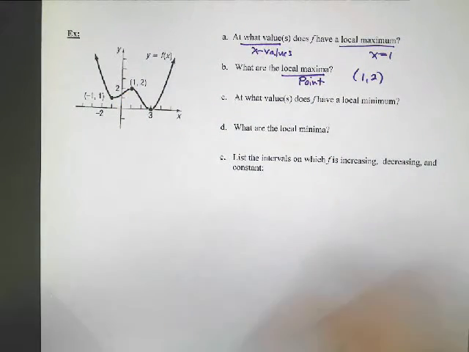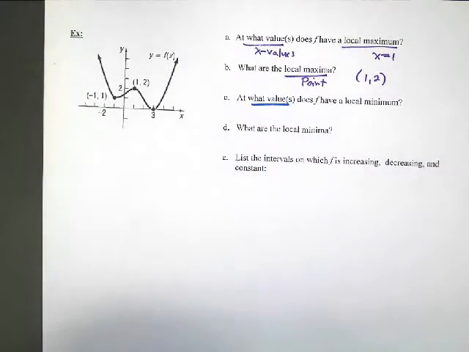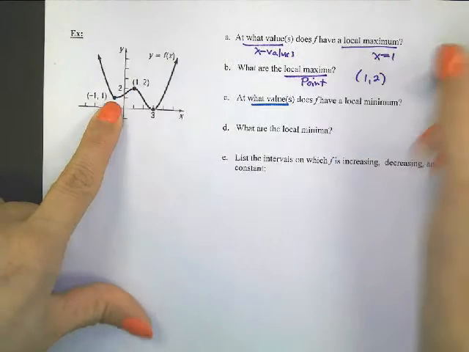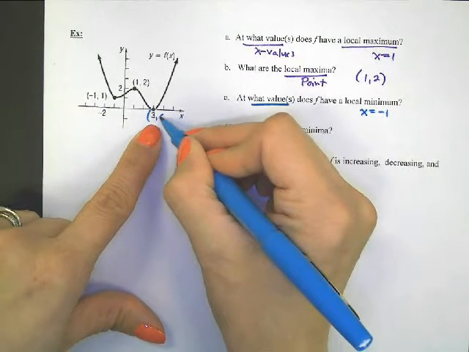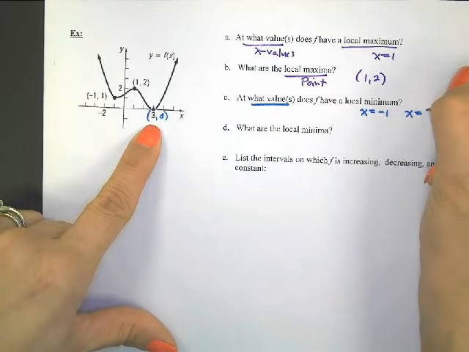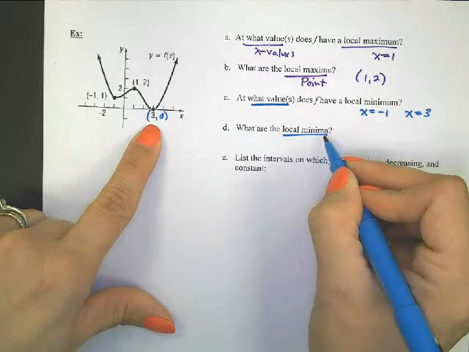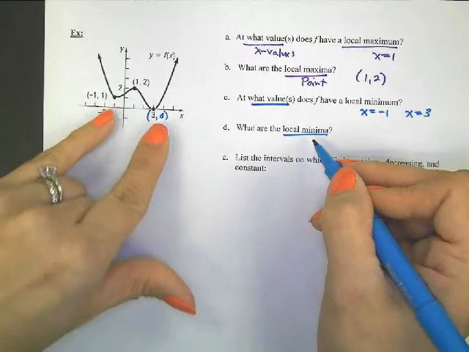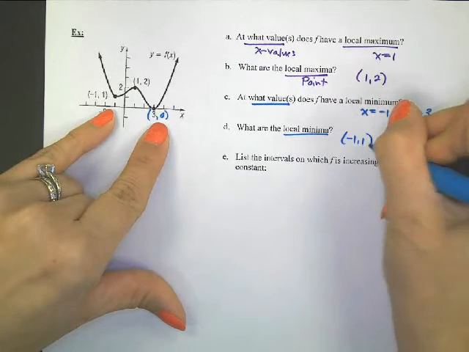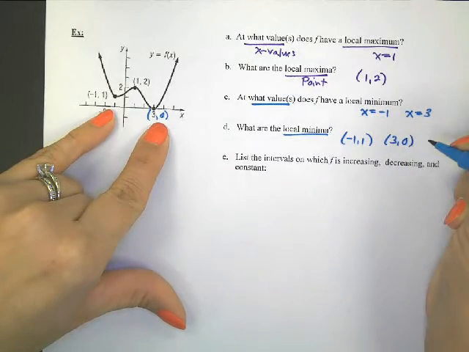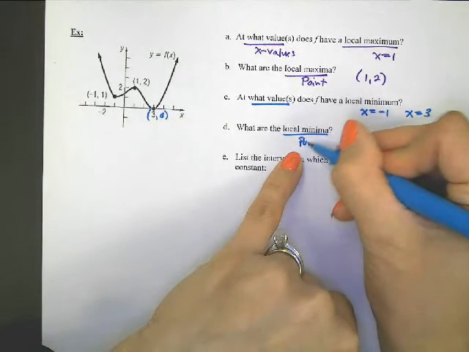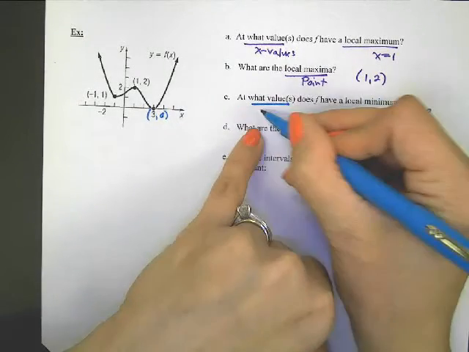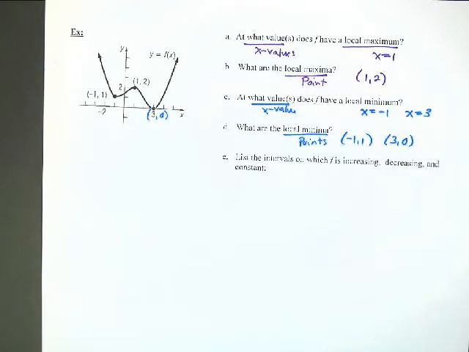That's a point. Okay, does it have any local mins? Yes, it does. So at what values is there a local minimum point? Well, here's a local minimum at x equals negative 1. And here's one. This is the point 3, 0. So at x value, 3. What are the local minima? Local minima mean the local minimum points. So we've got one at negative 1, 1, and one at 3, 0. So when it says what are they, make sure you say points. When it says at what value, that means at what x value.